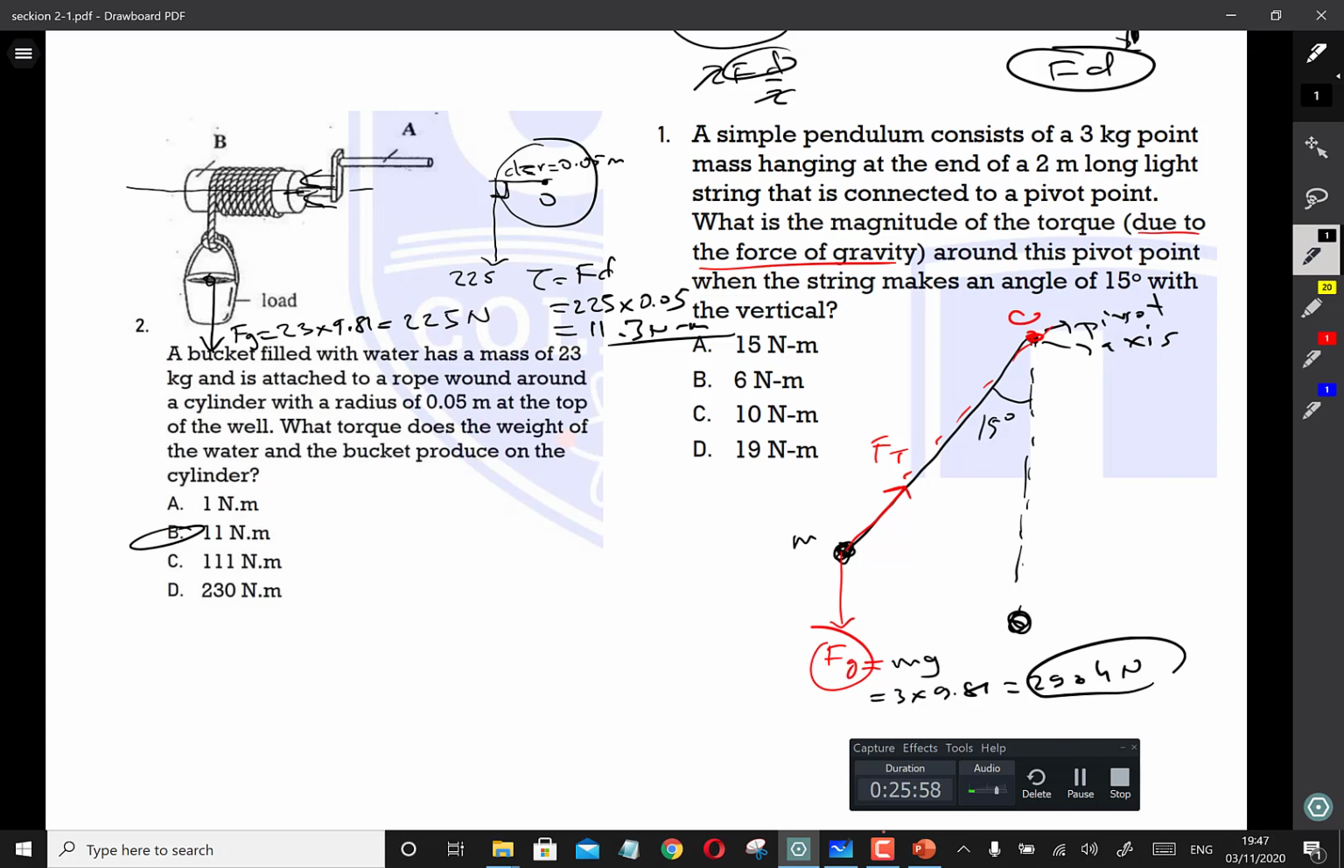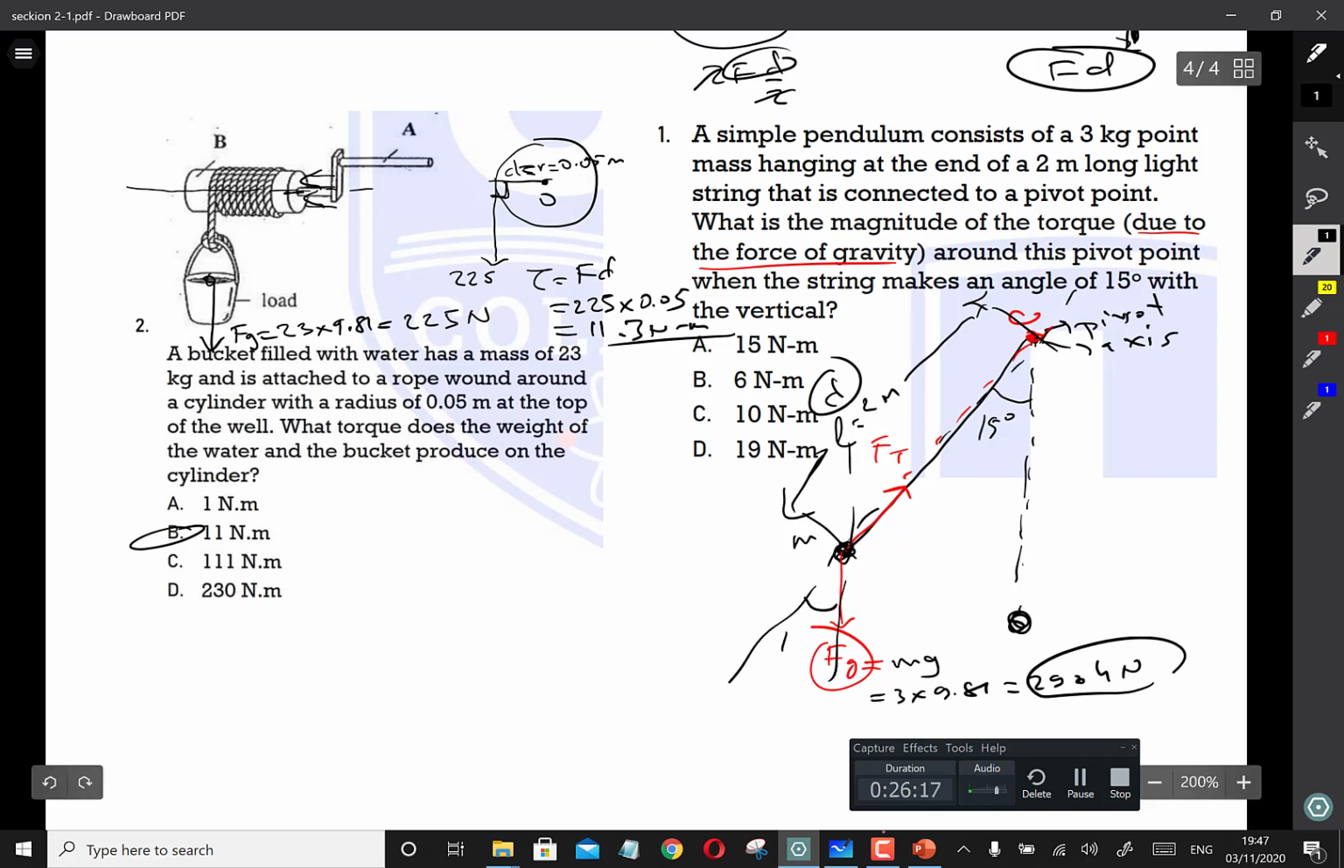We know the distance is what? From the force to the axis of rotation, that distance is the length of the string. How much is the length of the string? It is equal to 2 meters. Also, it is the distance. Then the angle. What is the angle between the distance line and the force line? This is the distance line. This is the force line. This is the angle we need. 15 degrees as well, because these two angles are equal.